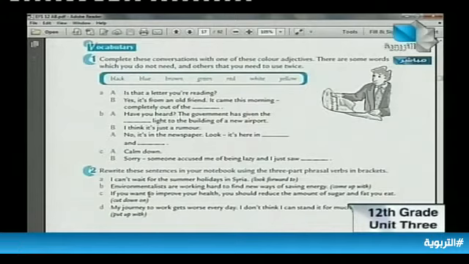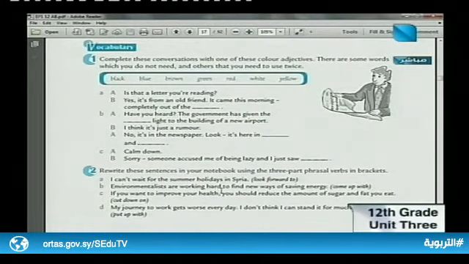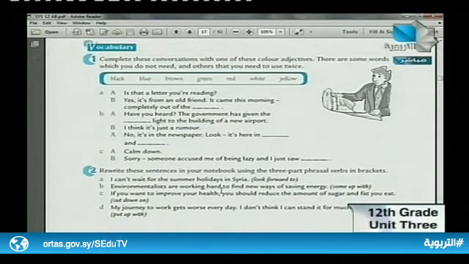Thank you. Environmentalists are working hard to find new ways of saving energy. Come up with. Environmentalists are working hard to come up with new ways of saving energy. Here, find must be replaced. Yes, to come up with new ways of saving energy. So come up with means find.